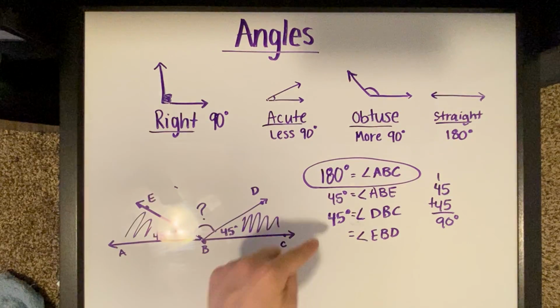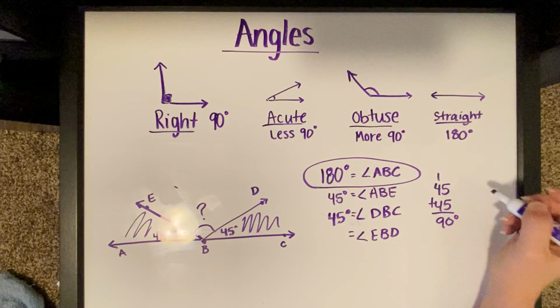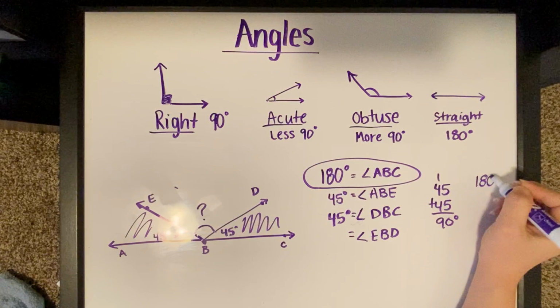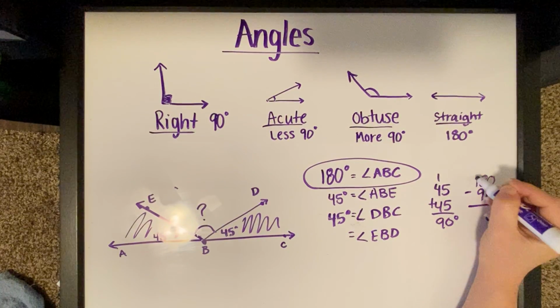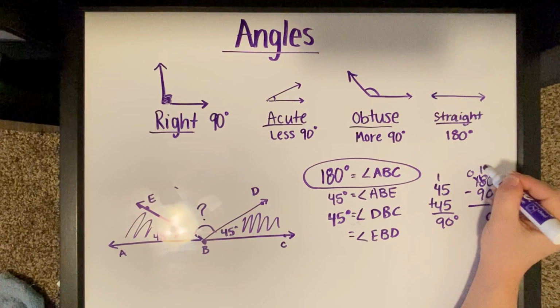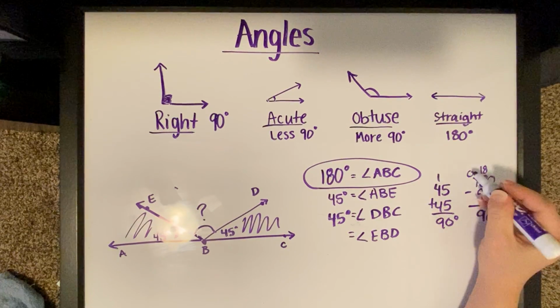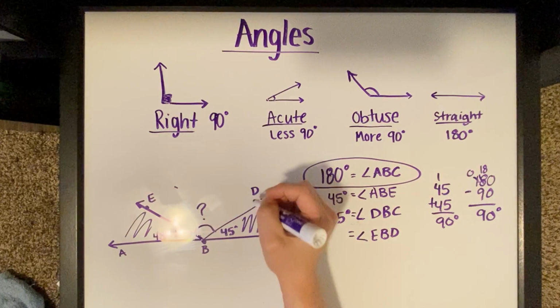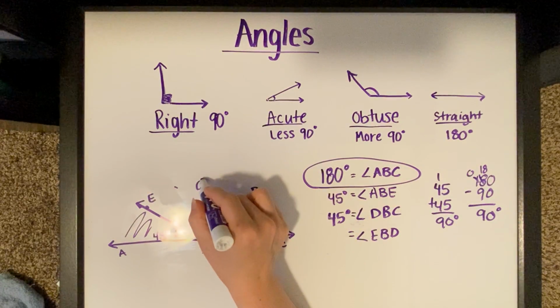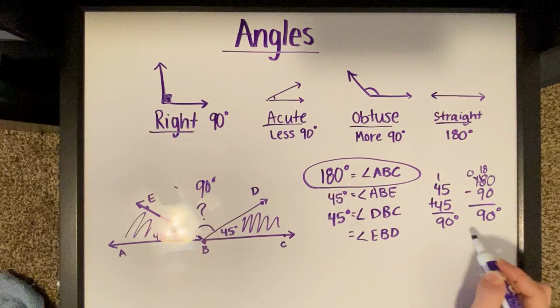The whole thing equals 180. So I have to do 180 minus the 90 degrees I currently have. When I regroup, 18 minus 9 is 9, 0 minus 0 is 0. So I know that angle EBD is going to be 90 degrees.